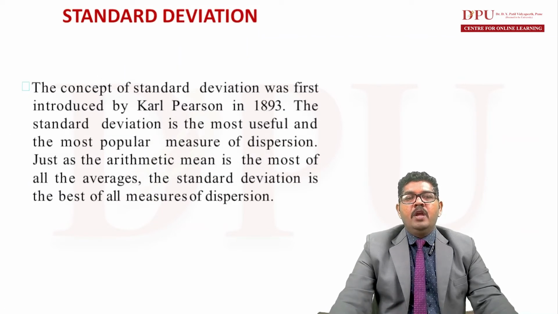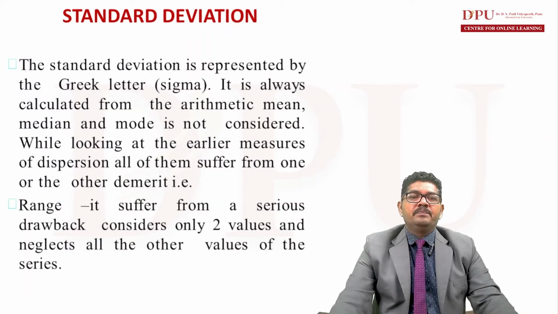Standard deviation. The concept of standard deviation was first introduced by Karl Pearson in 1893. The standard deviation is the most useful and most popular measure of dispersion, just as arithmetic mean. So we know that arithmetic mean is the most popular measure of central tendency. Similar to that, we have standard deviation, which is the most popular measure of dispersion. So the standard deviation is the best of all the measures of dispersion.